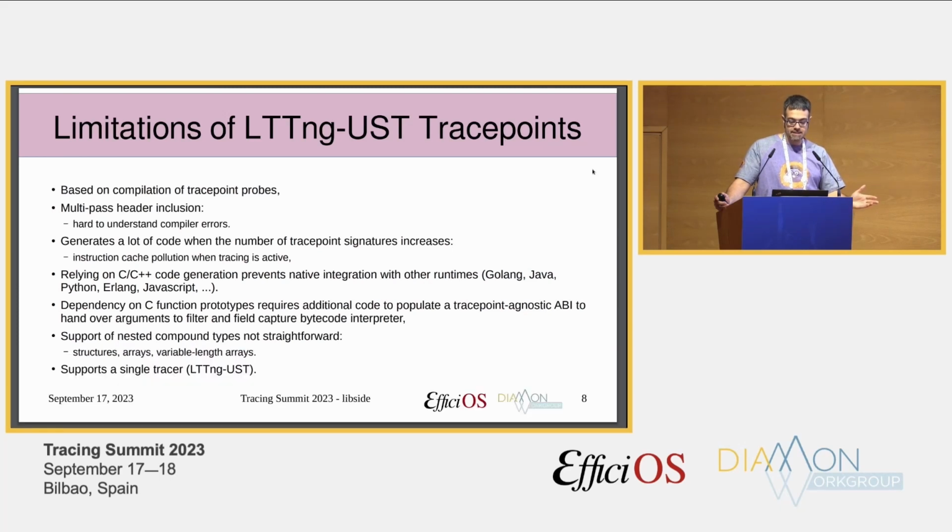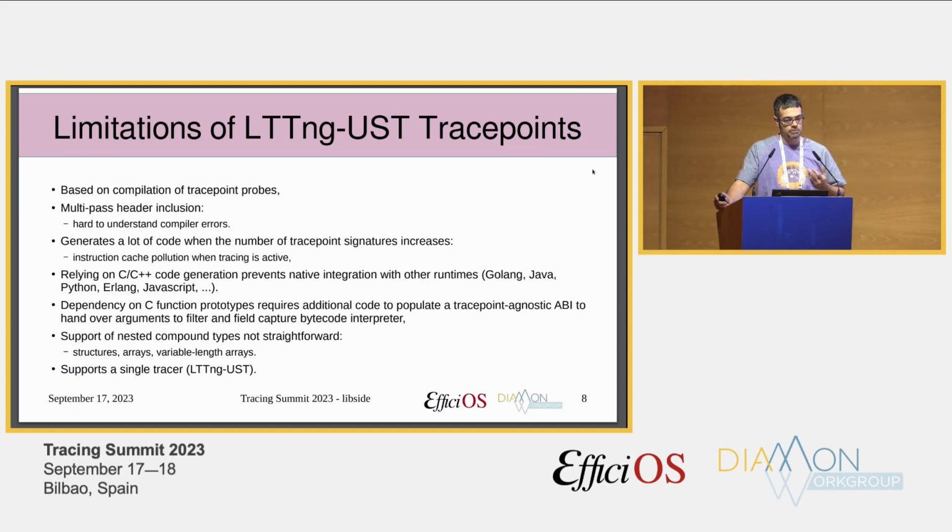Also, the dependency on C function prototypes requires us to add additional code when we want to take the tracepoint arguments and hand them over to things like a dynamic bytecode interpreter or field capture. And this part of the problem, where we have to take these arguments that we receive, let's say, from a C function signature and lay them on the stack for a bytecode interpreter, is quite similar to the problem we have to solve for the kernel user events.